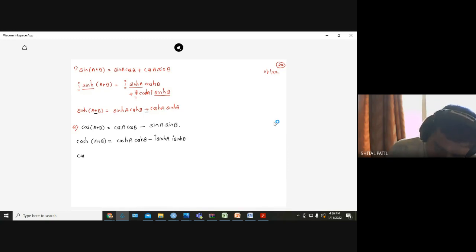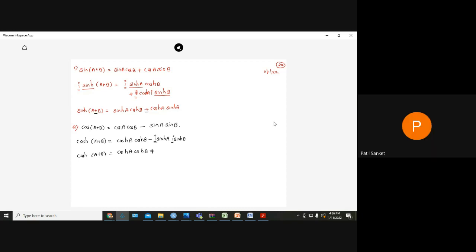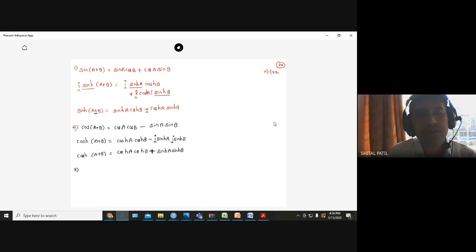So cos hyperbolic of (A plus B) will be cos hyperbolic of A cos hyperbolic of B. I into I will be I square, and I square is minus 1. So minus times minus will become plus. Hope you are getting it. Yes, sir.